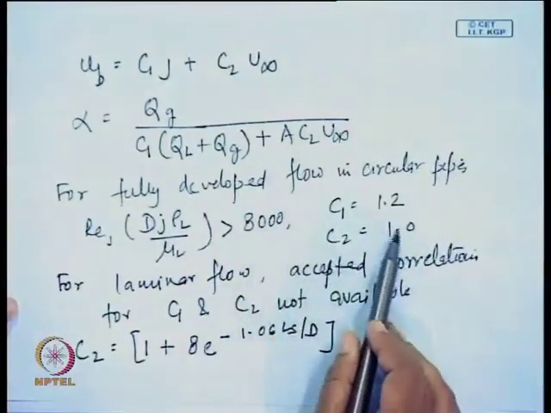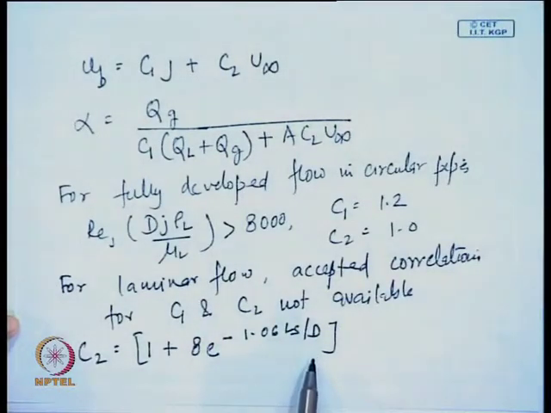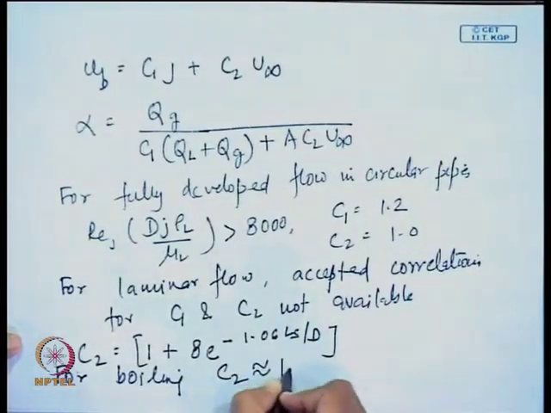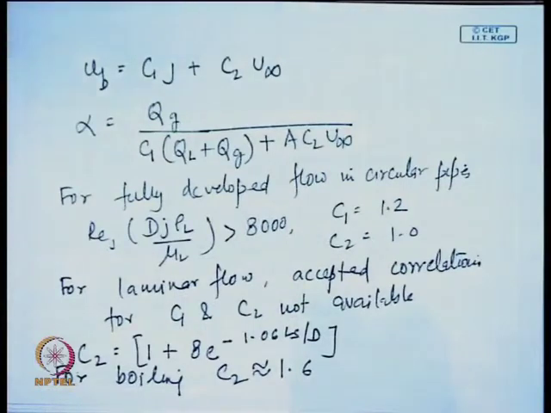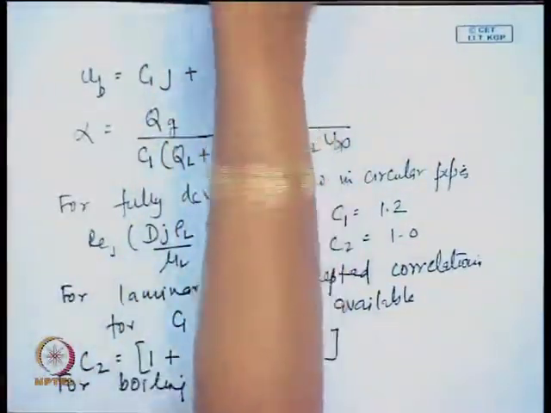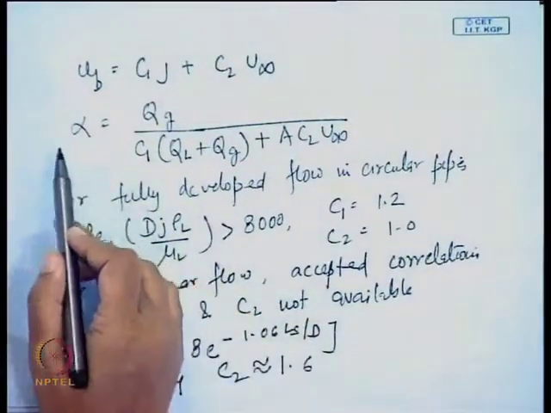Okay. For turbulent flow, fully developed in circular pipes, C2 equals 1.0. For laminar flow, accepted correlations are not available, but more or less we can take C2 as this. And for that particular case, usually the velocity is parabolic, so we can assume C1 to be equal to 2.0 as well. Okay? And when flow boiling takes place, people have assumed C2 to be equal to 1.6. So, these are the different values which people have assumed, and accordingly people have tried to modify the expression of alpha in order to substitute this particular alpha.